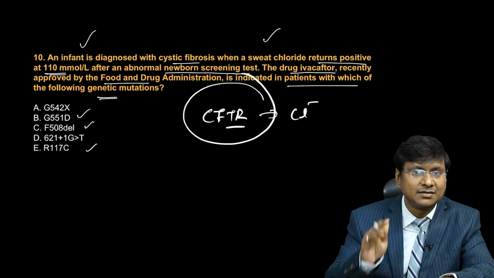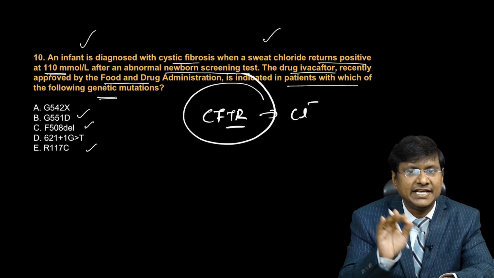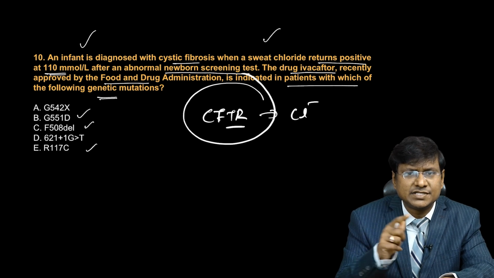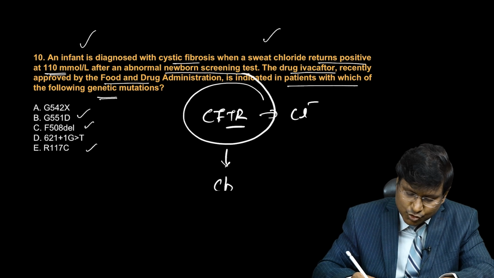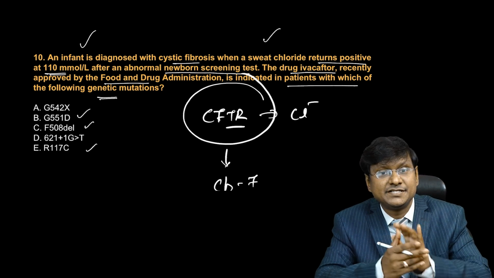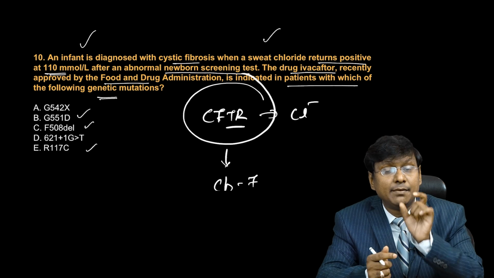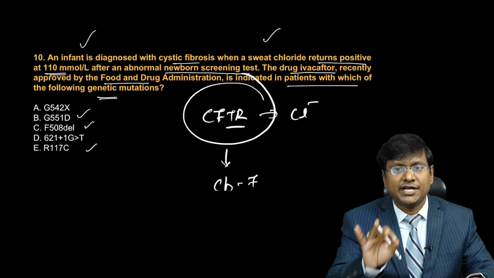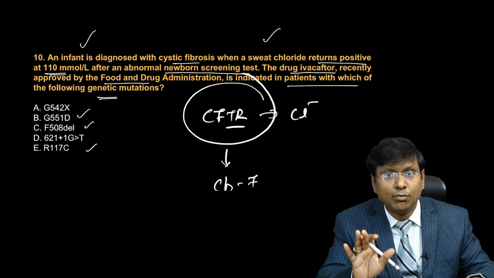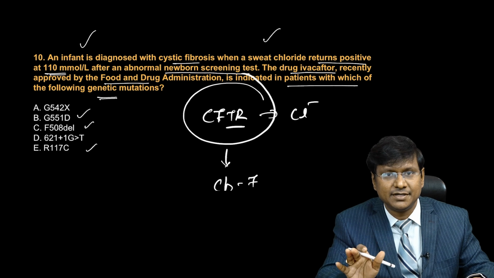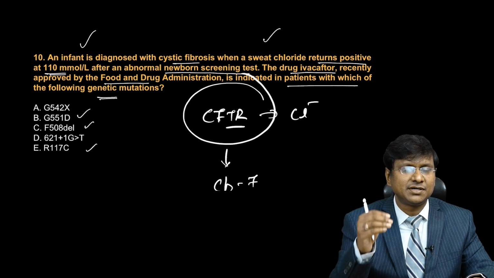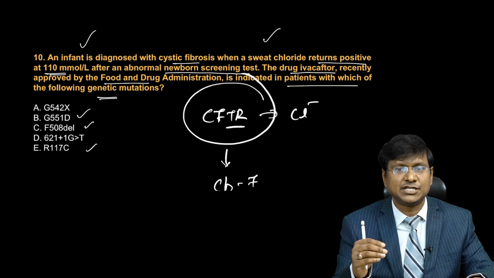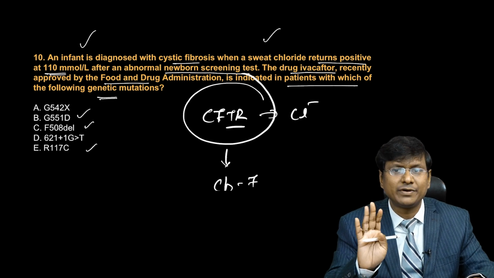Now, where is the gene that encodes CFTR? It is present on chromosome 7, and more than 2000 mutations have been described. The mutations are divided into class 1, class 2, class 3, class 4 and class 5, right? Mainly up to class 4.